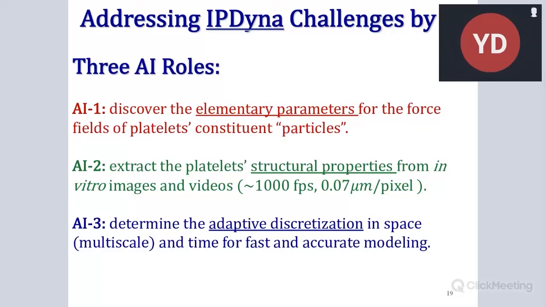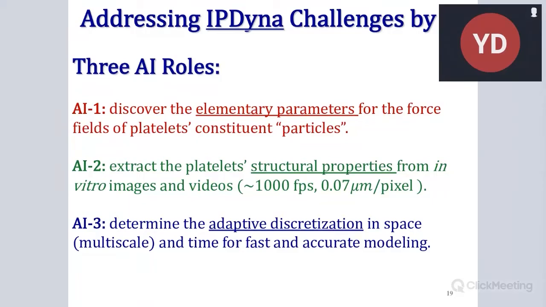We use AI in 3 aspects. The first one is an inverse problem to find elementary parameters. The force laws have to be implemented, in this particular case for platelets, and we need to discover the parameters. It is a massive inverse problem. Parallel computing plays a major role here, and of course AI as well.